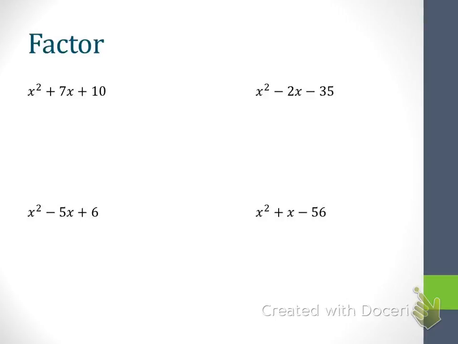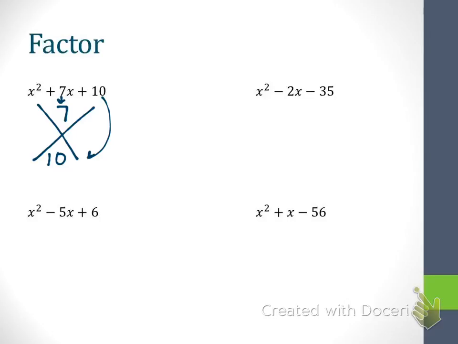X squared plus 7x plus 10. So let's make our x, okay? What number goes at the top of the x? The b, right here, 7. What number goes at the bottom? 10, our c. So it goes straight down.